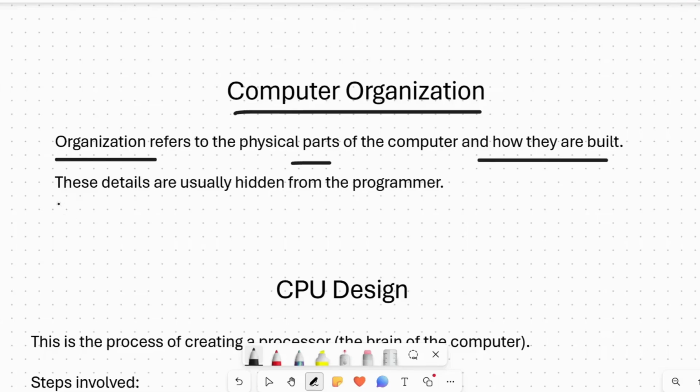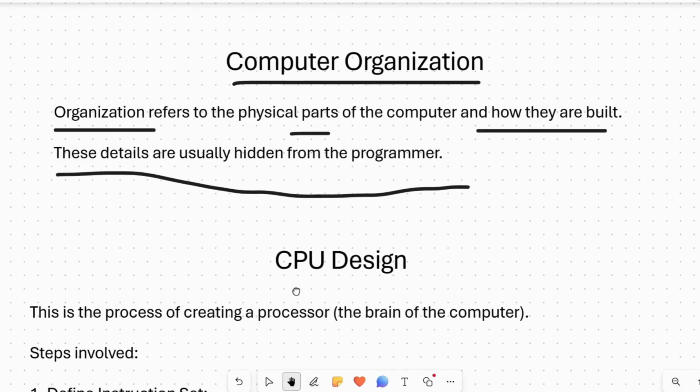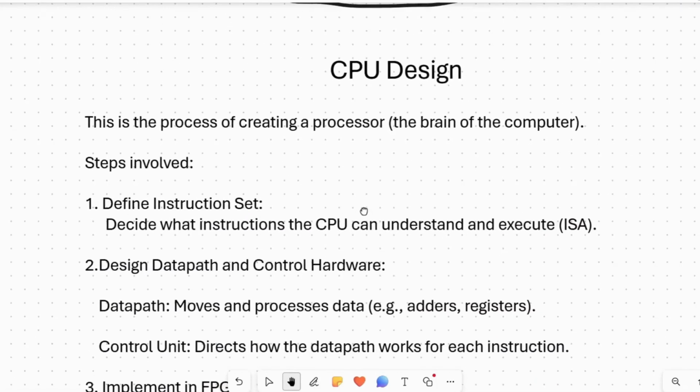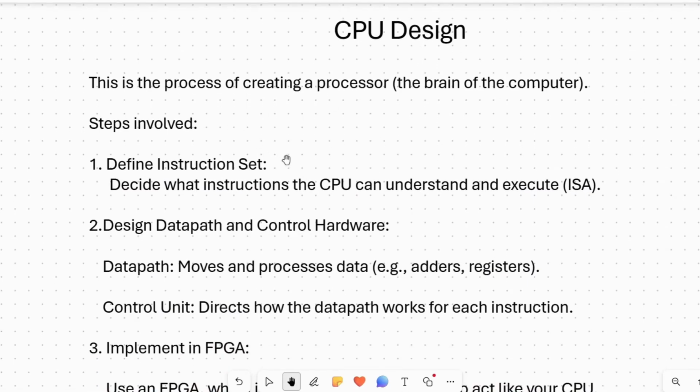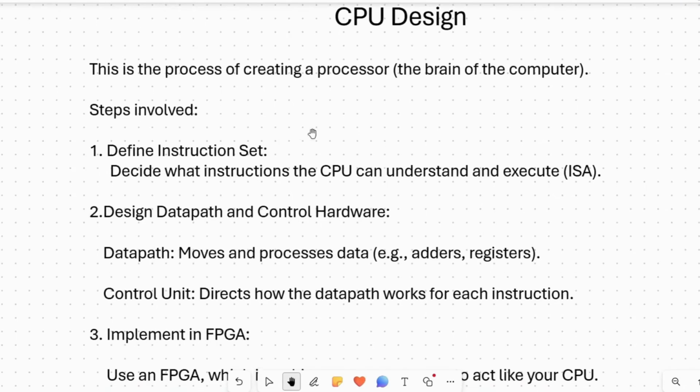These details are usually hidden from the programmer. The programmer only writes code using the keyboard, so they do not see what is inside the computer. So let's learn about how a CPU is designed. This is the process of creating a processor. We already talked in lecture 2 about how a processor can be built. So how it is designed, let's learn about this.